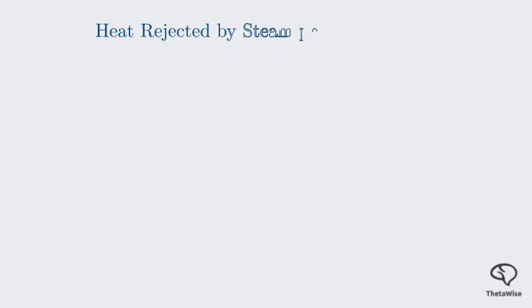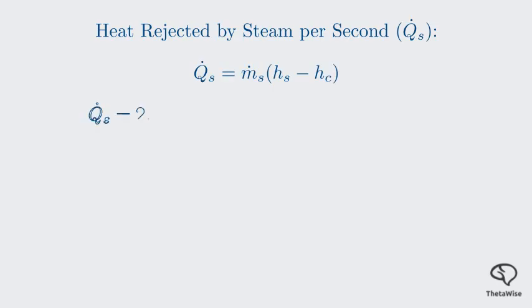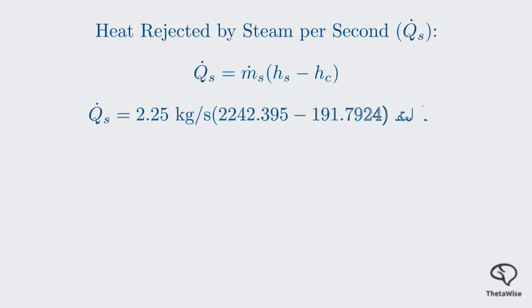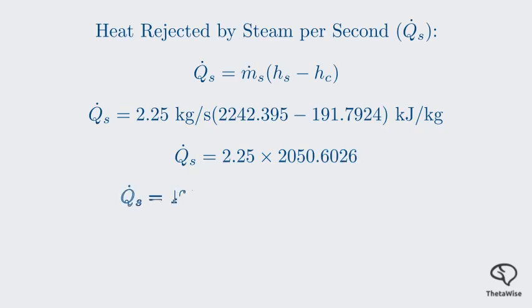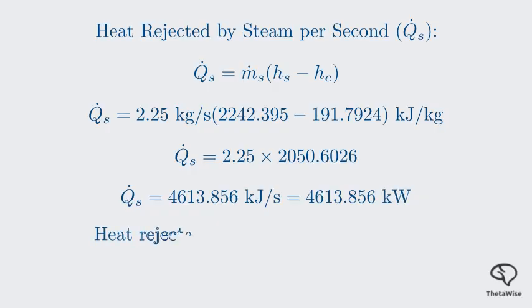Heat rejected by steam per second, Q_s. Q_s equals m_s times the quantity h_s minus h_C, which is 2.25 times 2242.395 minus 191.7924. That gives 4613.856 kilowatts. Heat rejected by the steam equals 4613.86 kilowatts.